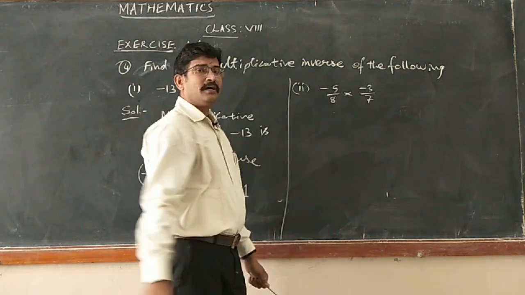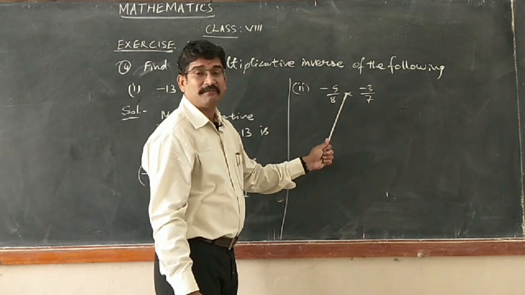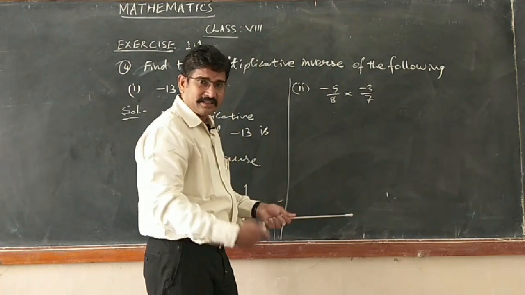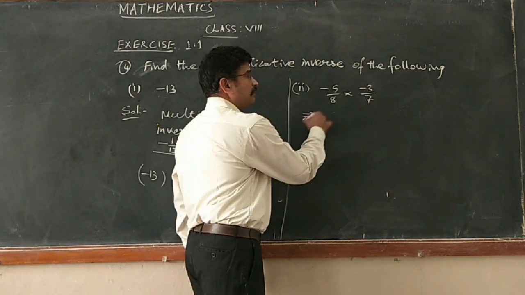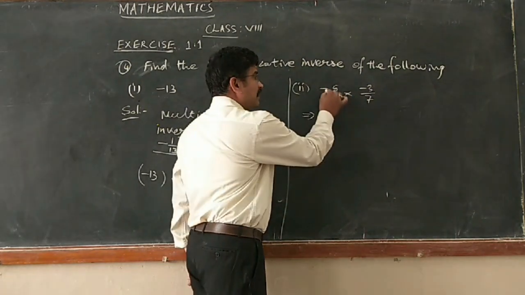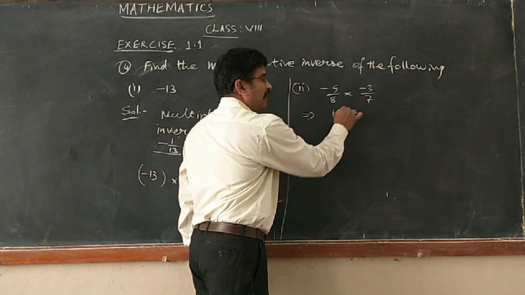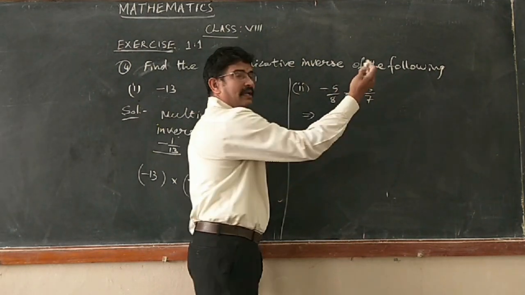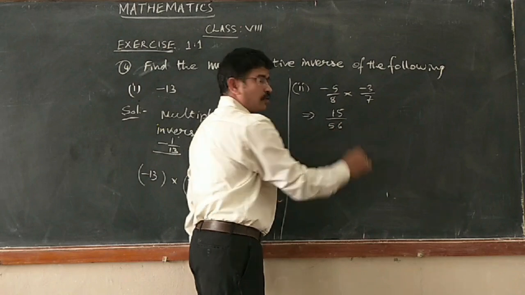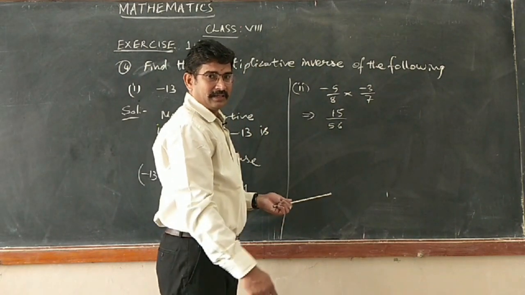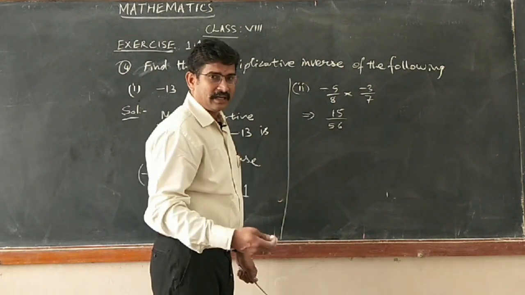Try to observe here. If I want to find the multiplicative inverse of this one, I can find it only when I simplify it first. How to simplify? It's a product of two rational numbers. The product of these two rational numbers: negative into negative is positive. 5 3s are 15. Positive into positive, a positive number only comes. 8 7s are 56. So now you cannot do anything further. It's a simple one now. You can carry on now.